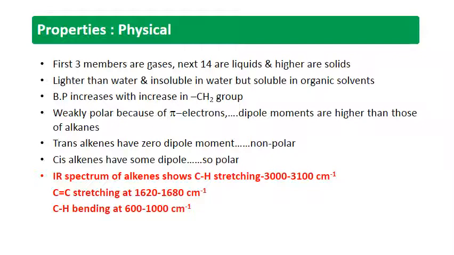In the case of the IR spectrum, alkenes show CH stretching around 3000 to 3100 centimeter inverse. The carbon-carbon double bond stretching is at 1620 to 1680 centimeter inverse, while the CH bending is at 600 to 1000 centimeter inverse. IR spectroscopy is an important analytical technique for determining the spectrum of both inorganic and organic compounds.